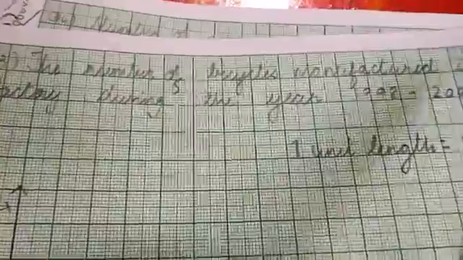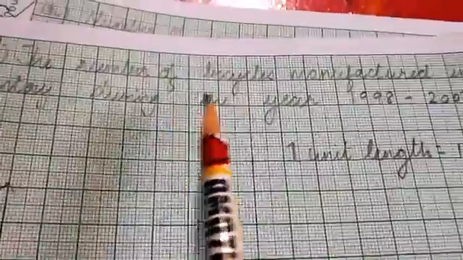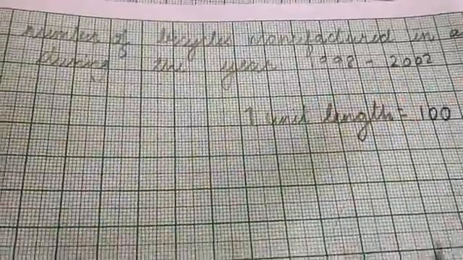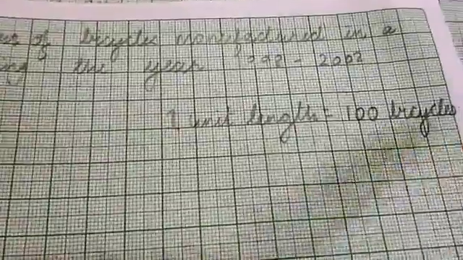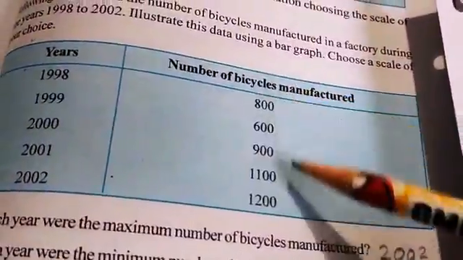The number of bicycles manufactured in the factory during the years 1998 and 2000. So what unit scale should we take? You can see a common thing here. It is all going in 100 only. So we can say that 1 unit length equals 100 bicycles, right? Unit scale is always based on this number.